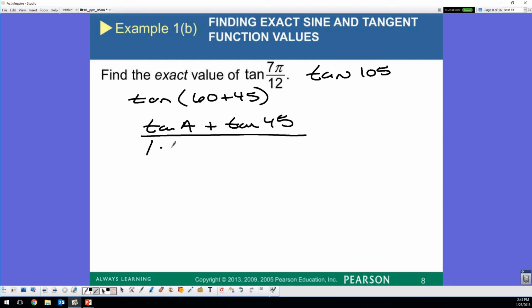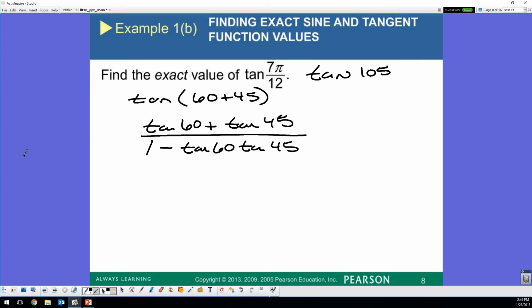So 1 minus tan A 60. I know. I just realized right there I wasn't actually putting in my numbers yet. Okay, sorry, I noticed that. Okay, 60, and then it's tan 60, tan 45. There we go. Okay.